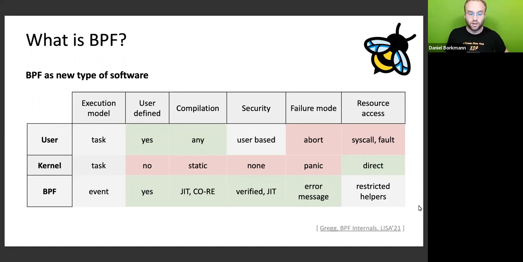In case of a failure in your user space application, when you have an invalid memory access, for example, your application aborts, triggers a segfault. In the kernel, the kernel will panic, and with BPF, there's no such option. So it either has to throw an error message but it cannot destabilize the system, right? For resource access, in the case of your user space application, it has to execute system calls in order to go into the kernel and access hardware in a safe manner. The kernel can, of course, use it directly. And in case of BPF, you have restricted access to this through BPF helpers that call into kernel code, which then can access those resources.